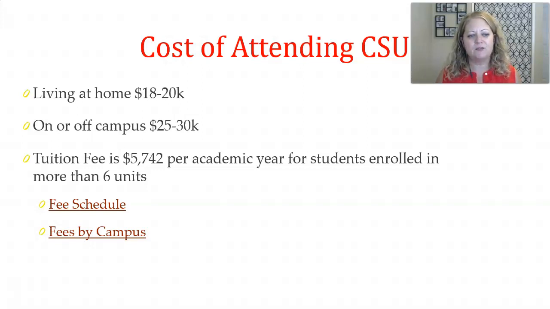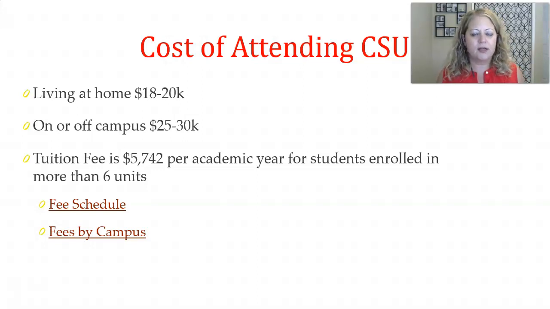So the baseline for tuition is $5,742 per academic year for students who are enrolled in more than 6 units. So campuses can tack on fees to that tuition baseline. So for example, if a campus puts forth to the student body that they want to build a new rec center and they want part of the cost to be passed along to students, then they create a fee that students would have to pay. And so that cost of tuition will go up.